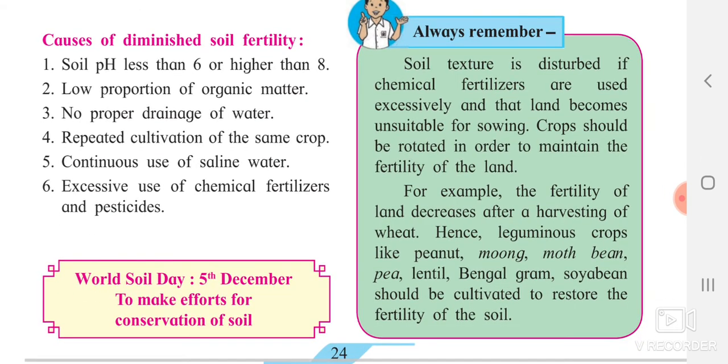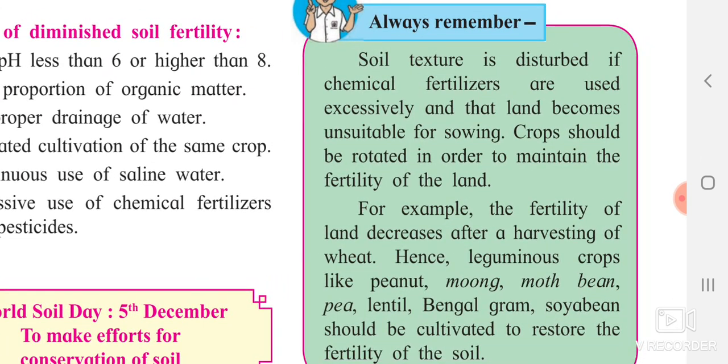Now always remember one thing, soil texture is disturbed if chemical fertilizers are used excessively. Normally you can understand this. If you are using anything in excess, more than required, automatically it will affect your health also. Same way, if the soil is given more fertilizers than required, it will not be good for that land. Crops should be rotated in order to maintain the fertility.